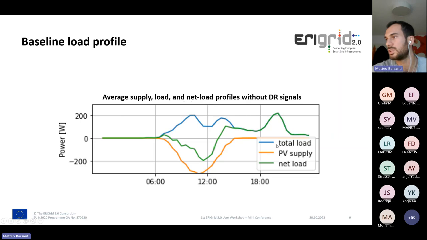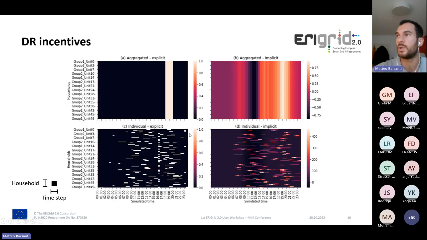Here we have the scenario where we are not applying any demand response signals. We have the total average load in blue, in orange the PV supply, and in green the net load. And then we run the scenarios depending on the different type of flexibility mechanism, and we can see the incentive signals that the households are receiving, depending on the scenario.